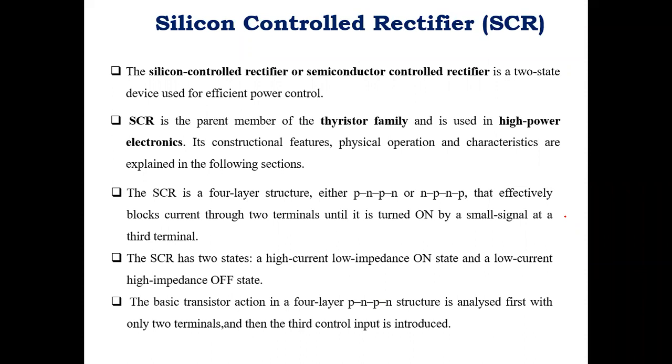So these are the basics. That is the silicon controlled rectifier, or semiconductor controlled rectifier. We can call it two types. So SCR is the parent member of the thyristor family and is used in high power electronics. The basic structure of the SCR has two models, PNPN or NPNP. It effectively blocks current through the two terminals until it is turned on by a small signal at the third terminal. The SCR has two states. One is the high current, low impedance state, that is called the on state. The other is the low current, high impedance state, that is the off state. The basic structure is a transistor-like 4-layer device.